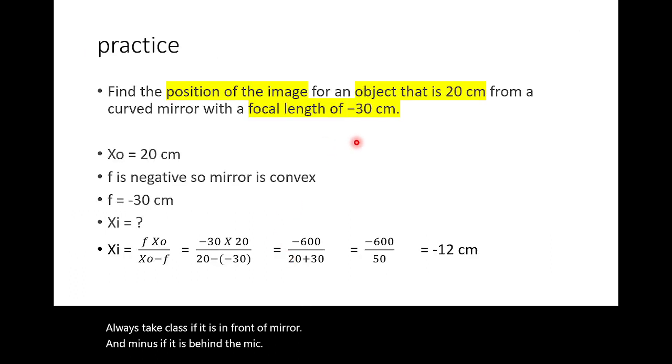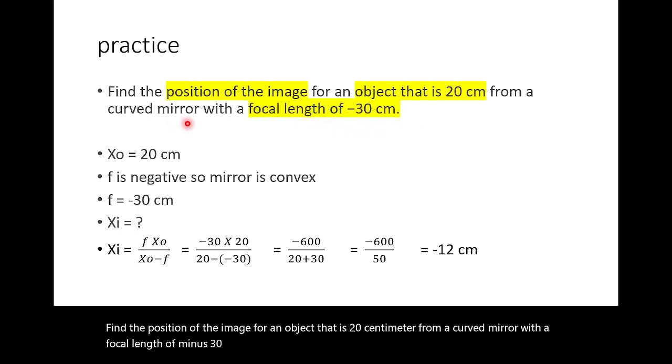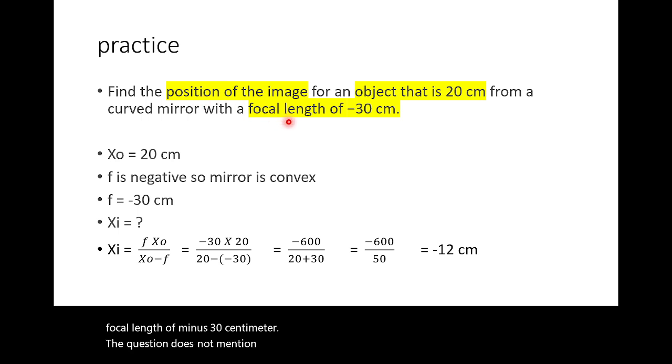Here is an example. Find the position of the image for an object that is 20 centimeter from a curved mirror with a focal length of minus 30 centimeter. The question does not mention which type of mirror it has, concave or convex. I highlighted the important numbers and words in the question.